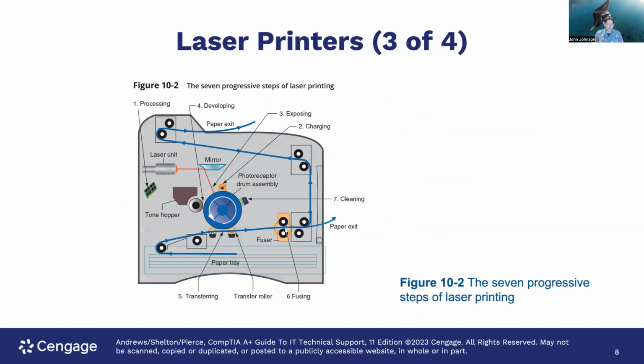And this is an illustration of that process, which is quite detailed. It shows the processing down there in the back, then up to charging and exposing, developing. Then you go to the transferring down at the bottom, which shows you the transfer roller there. Then you've got your fusing process, your paper exiting there, and then you go up to cleaning.